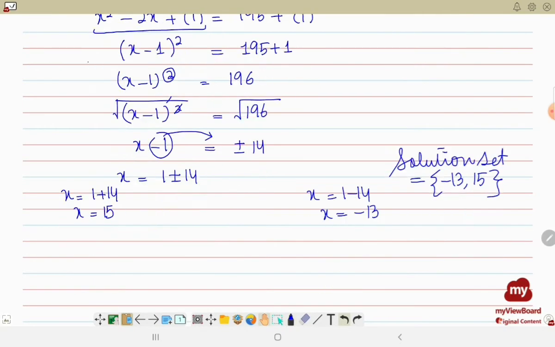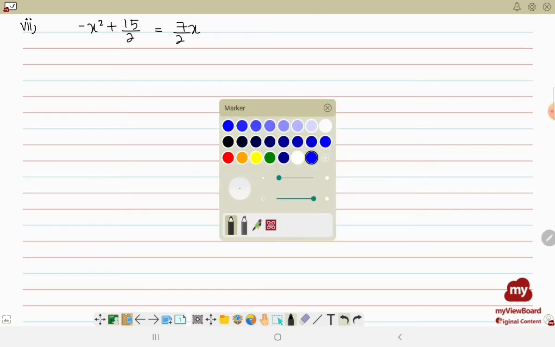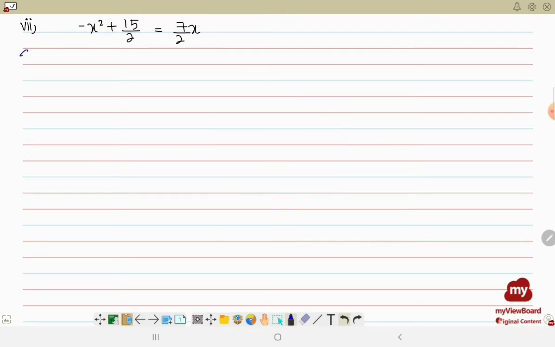Let's solve one more sum from the same question, where we are solving the quadratic equation by completing square method. This is going to be the seventh part, which is x square plus 15 by 2 is equal to 7 by 2 x. Usually we are having plus sign with our x square term, so let's make it positive. Let's shift this term like this, or you can easily write it as x square plus 7 by 2 x is equal to 15 by 2.